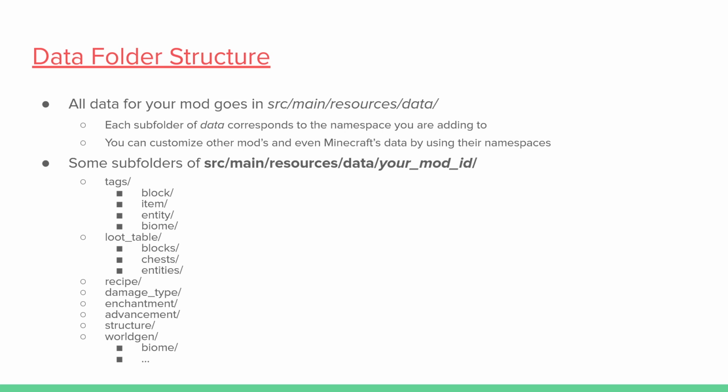So your subfolders are tags, loot table, recipe, damage type, enchantment, advancement, structure, worldgen, and there's more, but those are some important ones that are most commonly used, especially tags, loot tables, and recipes. Those are very common. And those also have subfolders. Tags recently changed their plurality, same with loot tables. So in 1.20, it was loot_tables. In 1.21, it is loot_table. So that's an important distinction. And it also used to be tags/blocks. Now it's tags/block. So if you're confused by old code, it changed.